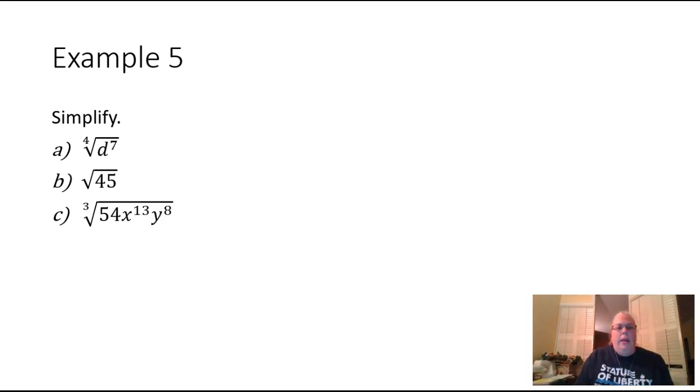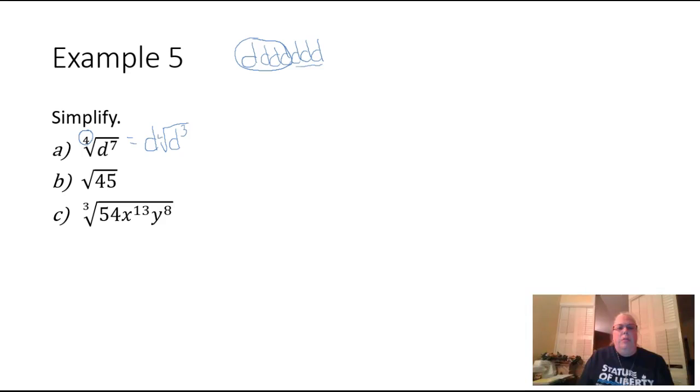Now, keep in mind that our index here tells us how many of the same thing we need on the inside, how many of the similar factors we need to have. Now, d to the 7th is actually d times d 7 times. And here is a group of 4, so that means I can pull a d out in front of the radical. Now I've only got 3 of them left over. Remember, I need 4 altogether, so those 3 are actually going to have to remain underneath the radical there.